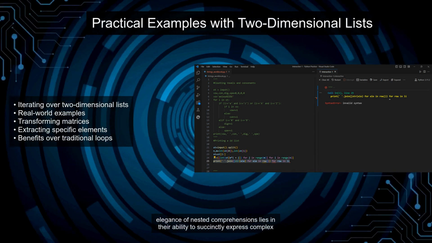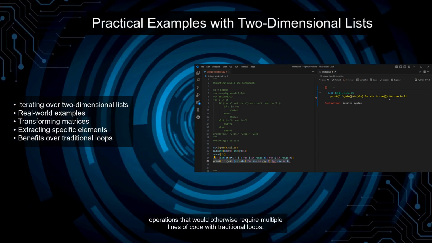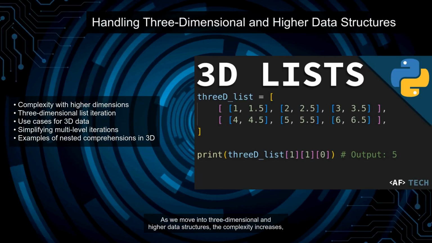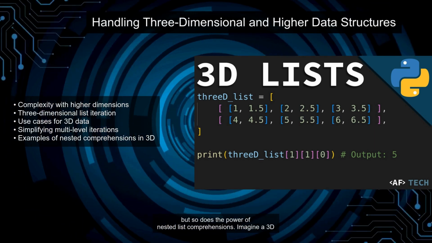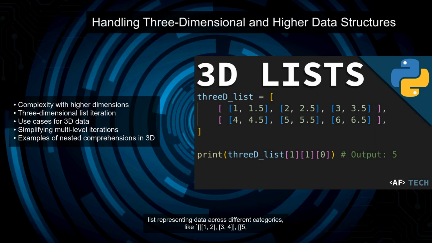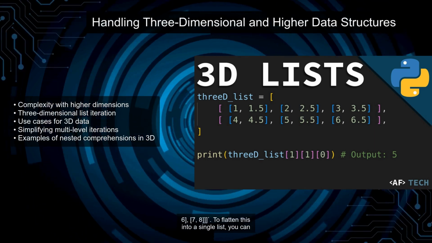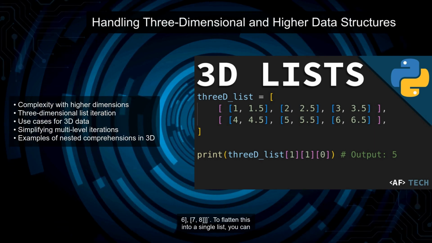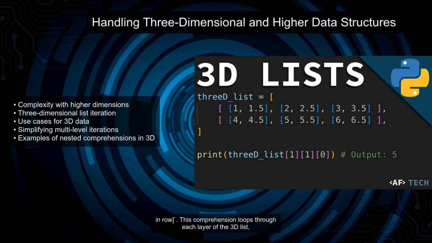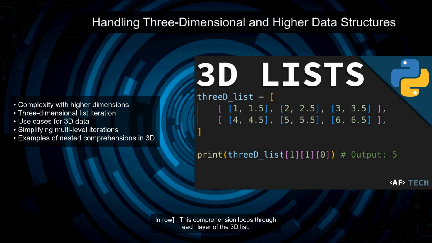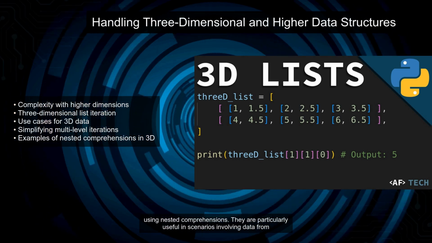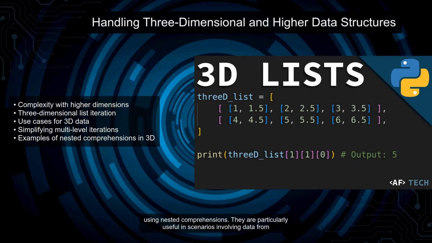The elegance of nested comprehensions lies in their ability to succinctly express complex operations that would otherwise require multiple lines of code with traditional loops. As we move into three-dimensional and higher data structures, the complexity increases, but so does the power of nested list comprehensions. Imagine a 3D list representing data across different categories, like 1, 2, 3, 4, 5, 6, 7, 8. To flatten this into a single list, you can use: num for matrix in 3D_list for row in matrix for num in row. This comprehension loops through each layer of the 3D list, extracting every number. Such operations, although visually complex, are handled with ease using nested comprehensions.